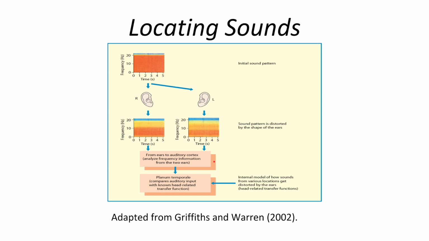So the reason, again, this spectrogram is important is to interpret this image from your book, where you have frequency again represented on the y-axis, time represented on the x-axis, and then the amplitude represented as color. So what's shown here is an initial sound pattern, and this would be a sound pattern that included frequencies from, in this case, 0 to 20 hertz over the course of 5 seconds with a constant amplitude.